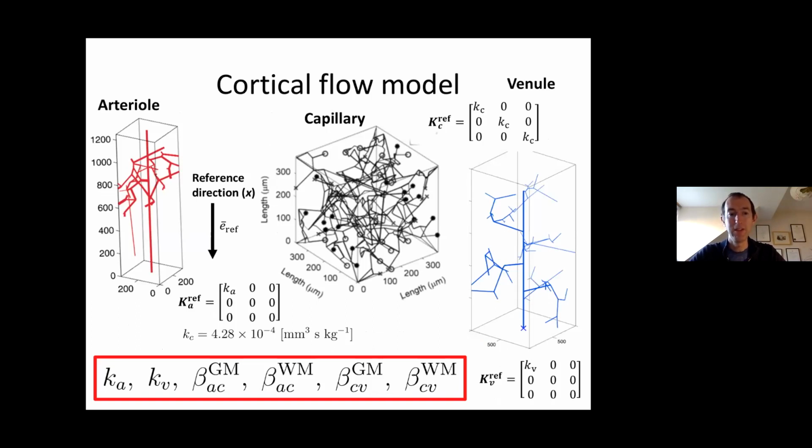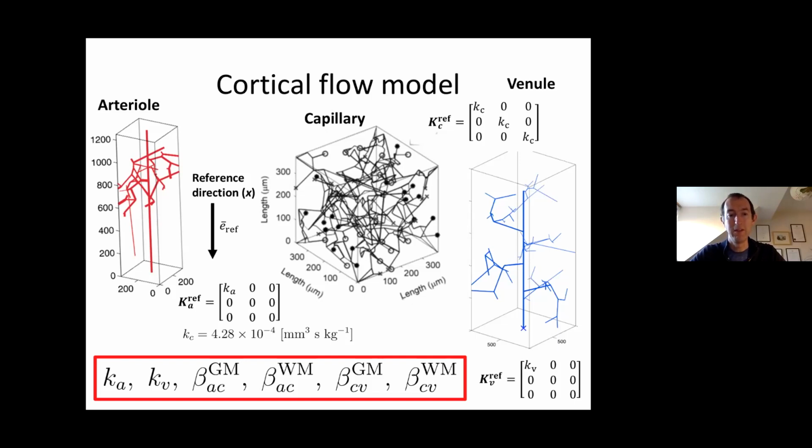Every point in space, of course, is an averaged or characterized version of these. Now, the arterioles essentially act to push flow down, so they have a permeability in the downwards direction, and we assume it's governed purely by that, and everything else is just random distribution. The capillary, we know, is in every direction. It's what we call isotropic, which means that it flows equally in each direction. So it's a diagonal matrix up on the top right.